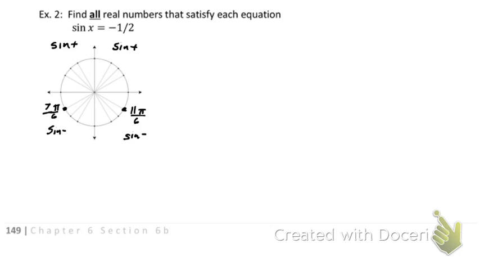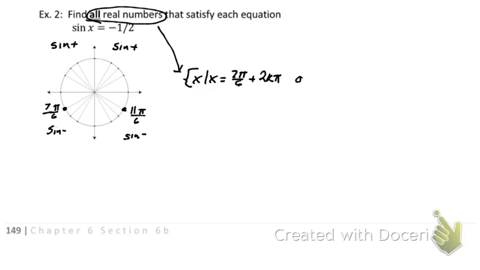They want all real numbers, so we have to use set builder notation. So we're going to go with x such that x equals, and let's list our first angle first, so that's 7 pi over 6, plus our 2k pi. And in the same brace, I'm going to put an or. So after that 2k pi, I'm going to put an or. And then I'm going to put my other one where you have x equals 11 pi over 6 plus 2k pi.